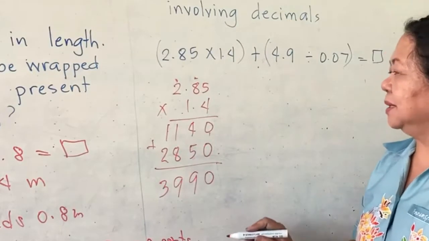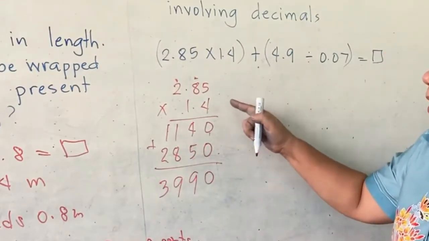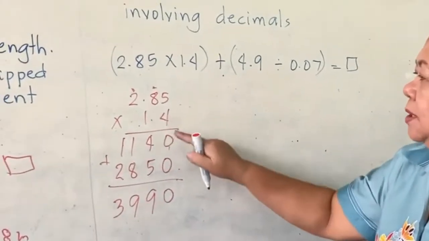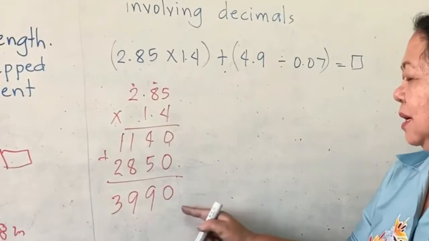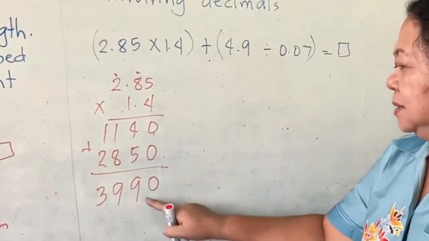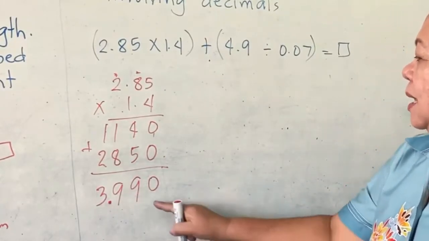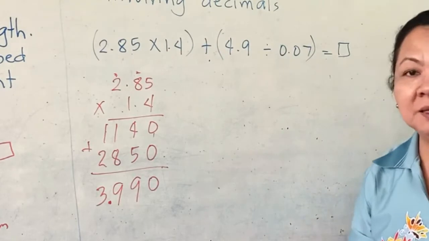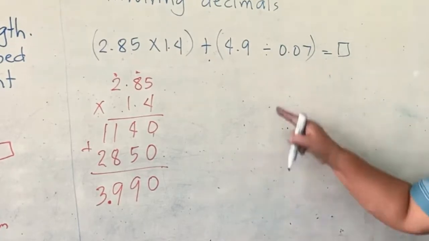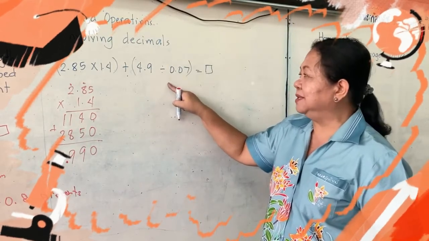And then after that, count the number of decimal places in our multiplicand and in the multiplier. Here, 1, 2, 3. There are 3. So in our answer, we will also count from the right. 1, 2, 3, and there is your point. Therefore, here is 3.990 or just 3.99. They are the same. And then we will do the next numbers inside the parentheses.